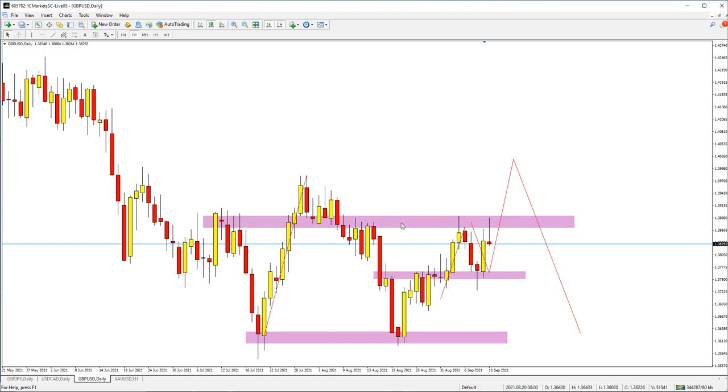But at this point in time, at this area, we are not going to mark it, because it has already been tapped. Once this has been tapped, what is it telling me? That it's no longer fresh. The possibility for me for this pair is that these two zones, zone 1 and zone 2, are going to be very crucial over the next few days. Whether it will break, or it will only retest.